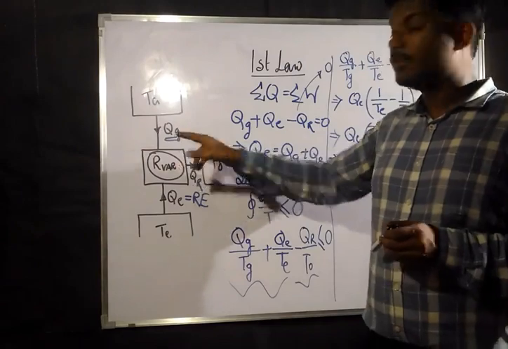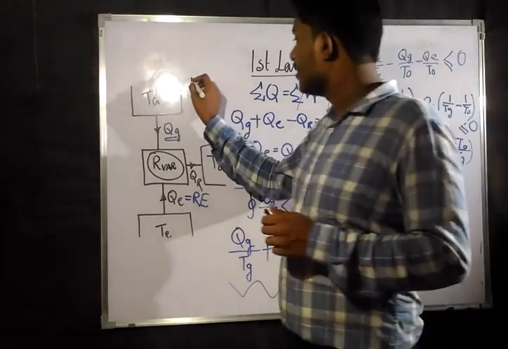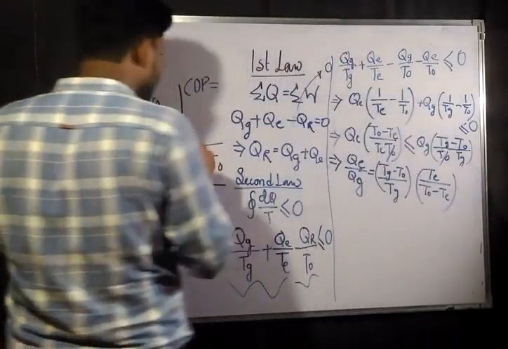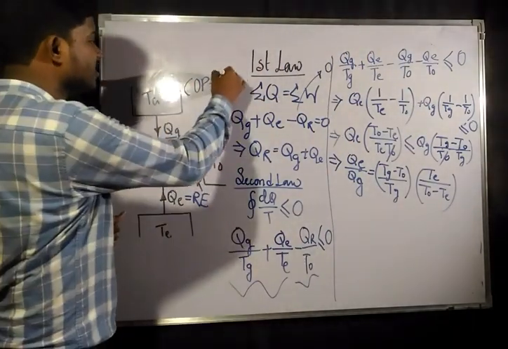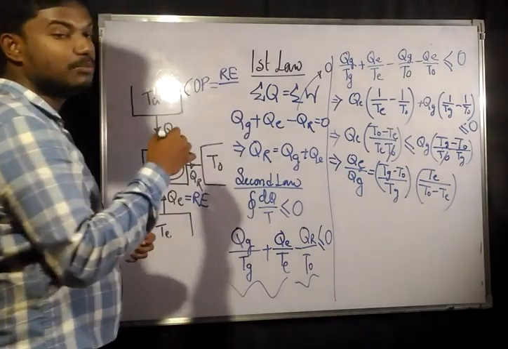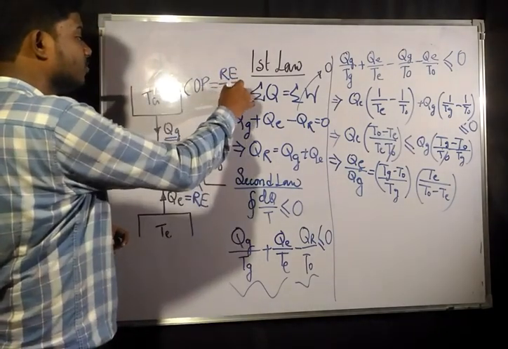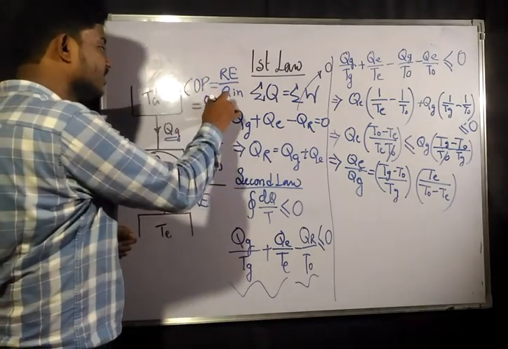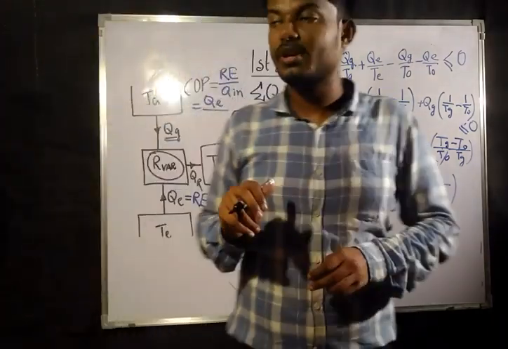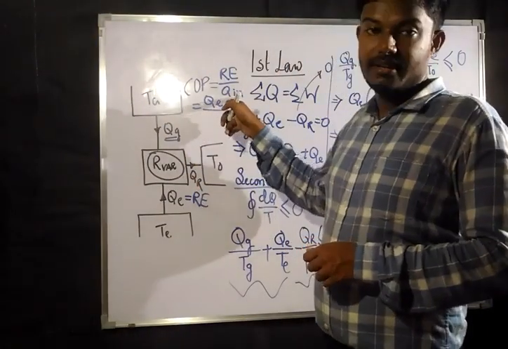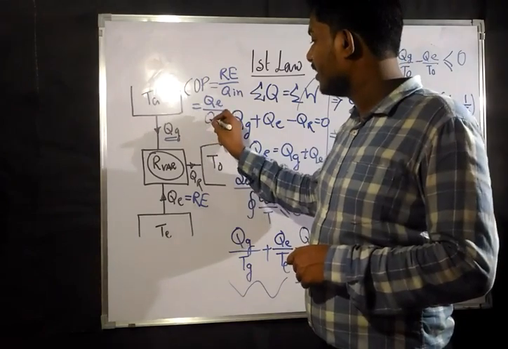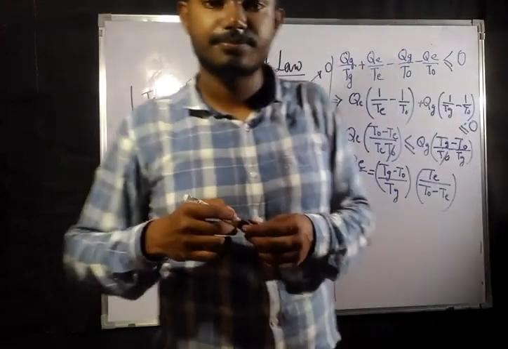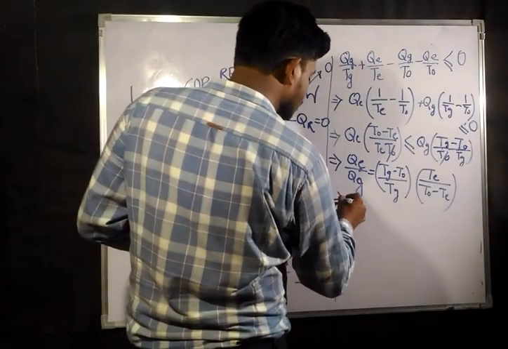So now what is going to be COP? COP is whatever output you are going to get. Output is what? Nothing but the refrigeration effect. And what is the input we are going to give? This is nothing but Q in. So refrigeration effect is nothing but whatever heat has been taken out from the evaporator, and Q in, the input heat, is nothing but whatever heat you are giving through the generator. So Qe by Qg is going to be your COP.